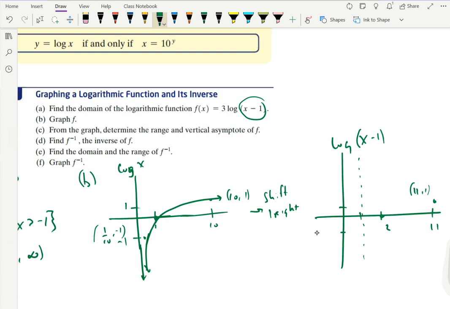And instead of having 1/10, -1, let's see, if I'm moving it 1 over to the right, that'd be 1 and 1/10. So 1 and 1/10, -1. So it's not 1/10 there, it's 1 and 1/10, -1. So this value is -1. And so now we've just shifted things over.